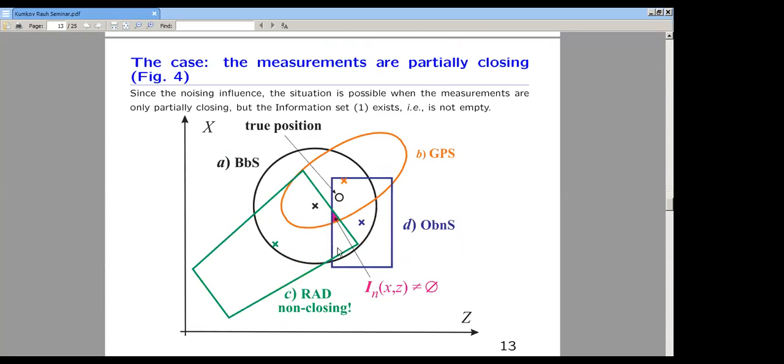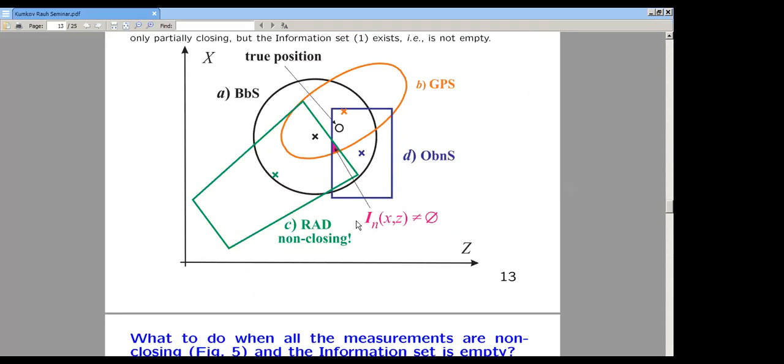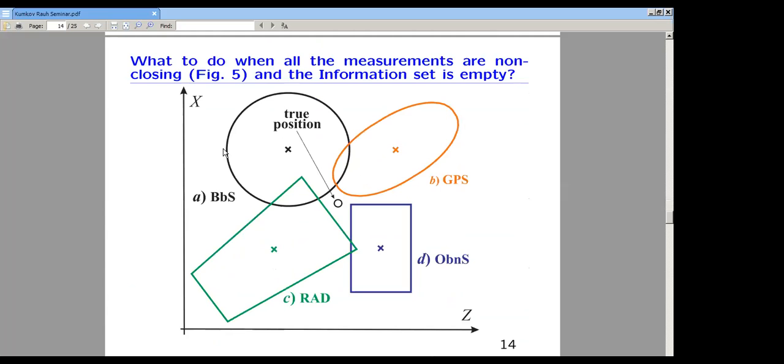But we often meet the situation when some measurements are not closing. For example, on this slide, I show that the green measurement from a radar system is not closing. But nevertheless, the intersection is not empty. This information set is not empty. And we know that such an intersection is closest to the true position. It is a very interesting fact that we discovered. So if the intersection is not empty, we can continue to use the information set for giving the output estimates. But what to do when all the measurements are not closing?